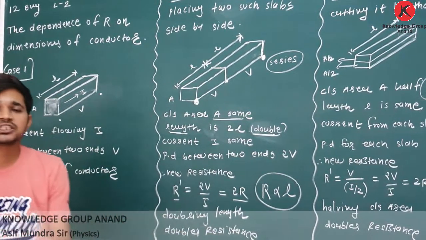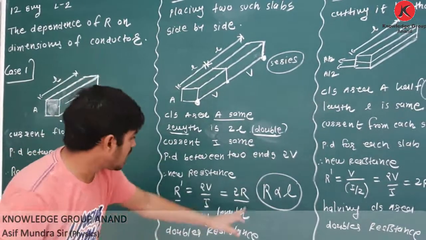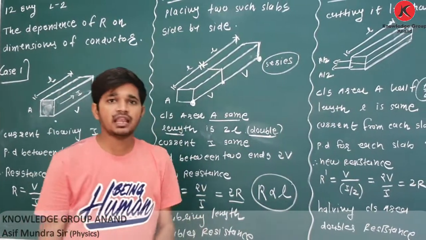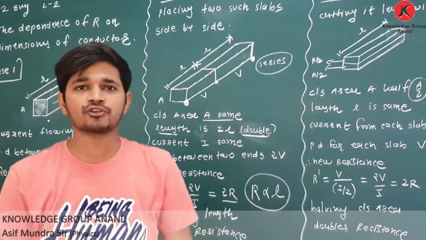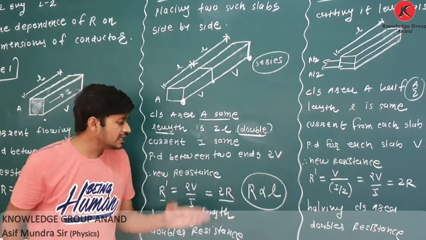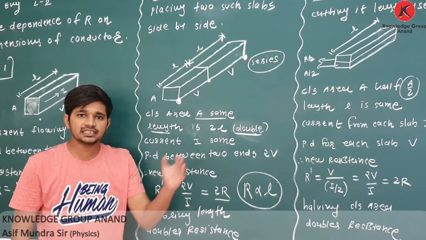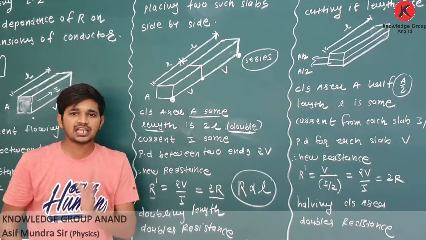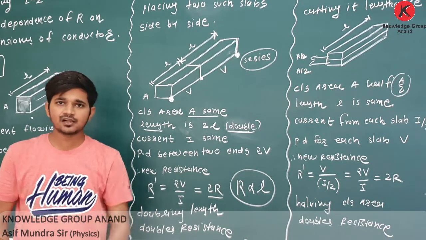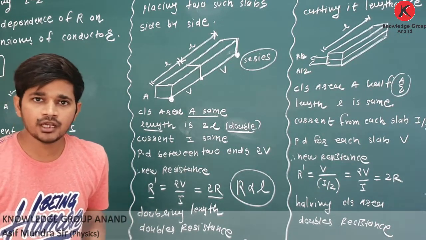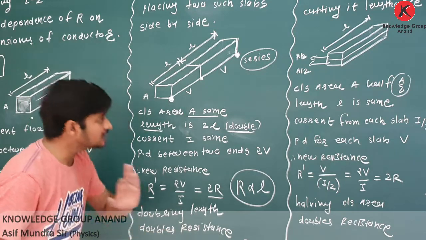So what is the relation between resistance and length? R is directly proportional to L. If I increase length, resistance increases. If I decrease length, resistance decreases. Clear about this? Doubling length doubles resistance.